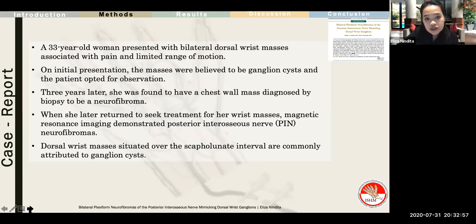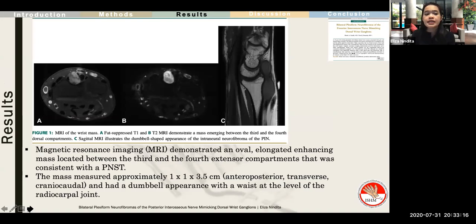Dorsal wrist masses situated over the scapholunate interval are commonly attributed to ganglion cysts, which is why on the initial presentation, the masses were believed to be ganglion cysts and she opted for observation with no further treatment. This is the MRI of the patient 3 years later, when it was found to be a neurofibroma. The MRI demonstrated an oval, elongated enhancing mass located between the third and fourth extensor compartments that was consistent with a peripheral nerve sheath tumor. The mass measured approximately 1 × 1 × 3.5 centimeters in anteroposterior, transverse, and craniocaudal dimensions, and had a dumbbell appearance with a waist at the level of the radiocarpal joint.